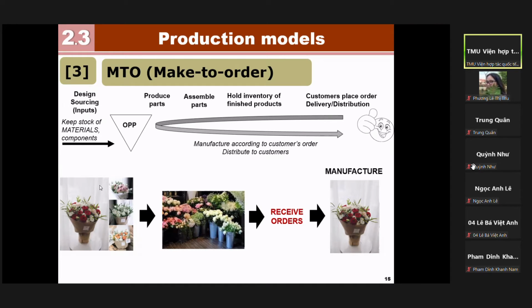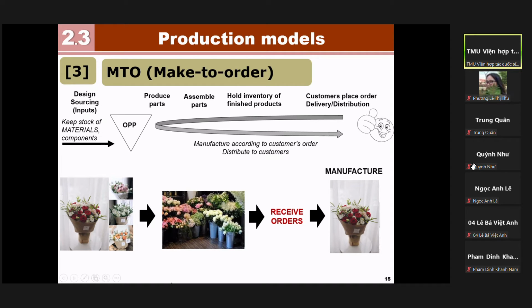Đúng chưa? Vậy thì ví dụ cô lấy ở đây là một cửa hàng hoa, đúng không? Nếu họ áp dụng mô hình MTO thì họ sẽ làm như thế nào? Tức là cửa hàng đấy sẽ thiết kế ra một số mẫu. Ví dụ ở đây họ thiết kế ra 4 mẫu bó hoa, và họ sẽ quảng cáo bằng việc đăng hình lên mạng, hoặc có sẵn 4 mẫu hoa ở cửa hàng để trưng bày.